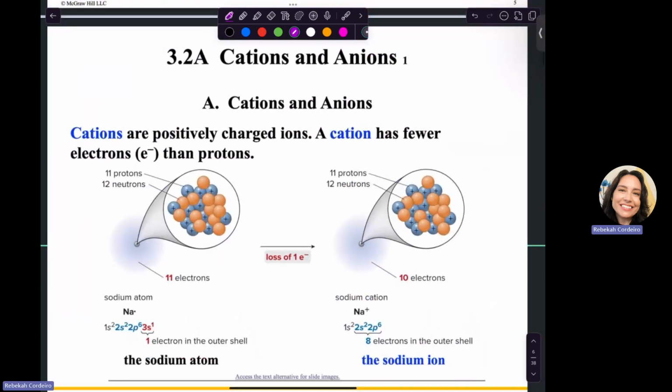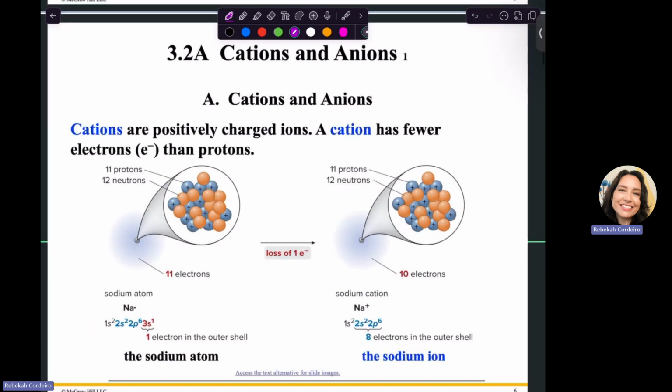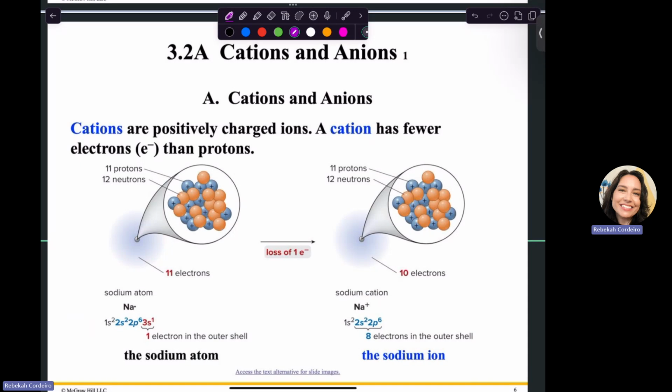So how does this happen? So let's look at cations first. Cations are positively charged ions. I remember that cations are positively charged because cats have paws, and so positively charged for cats. Also, there's a T in cation, and T kind of looks like a plus sign, so you can remember however you want to remember that.